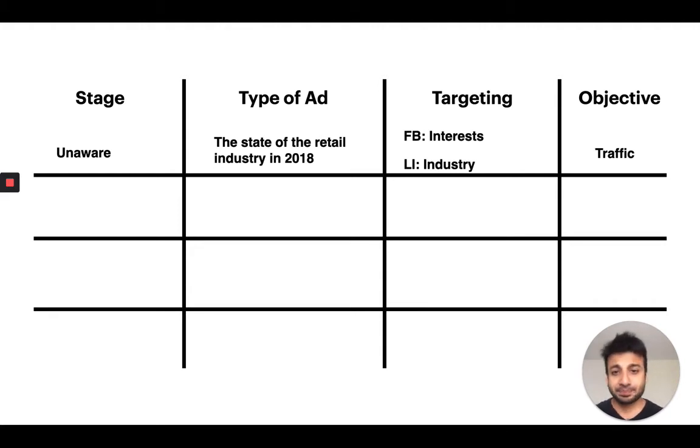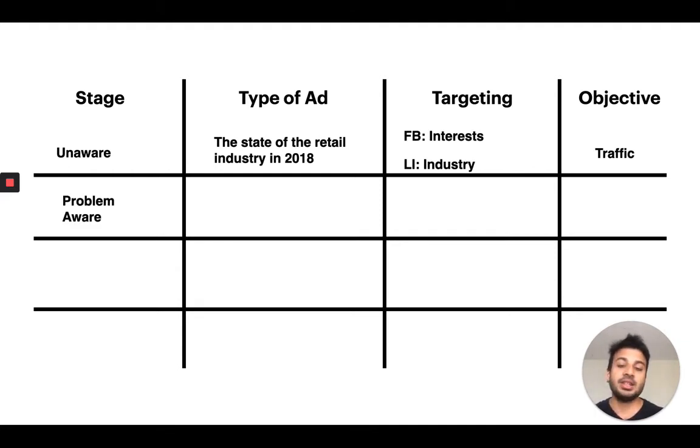And here, again, I'm doing the case study for Shopify. The type of ad could be the state of retail industry in 2018. So this is some sort of content that would just generically be appealing to retailers. And you're using Facebook interest targeting or LinkedIn industry targeting to target specifically retailers. Your objective here is just to get traffic to this state of the industry article.